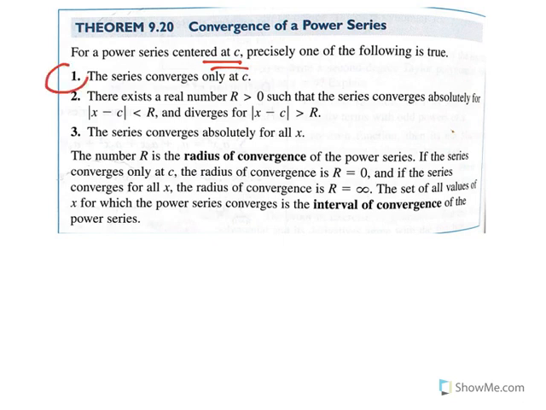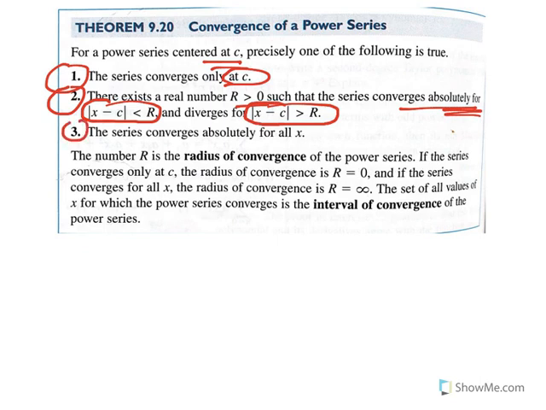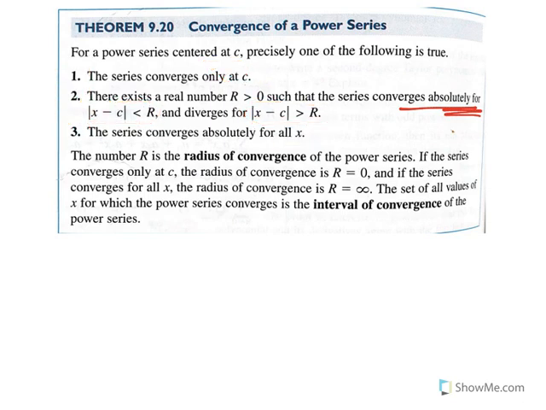Either the series converges only at the single point c, or there exists a real number r greater than 0 such that the series converges absolutely when the absolute value of x minus c is less than r and diverges when the absolute value of x minus c is greater than r, or the power series converges absolutely for all x. So those are the only three possibilities for convergence of a power series. Now, we do have to say something about number 2 here.